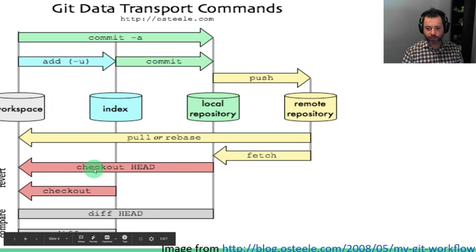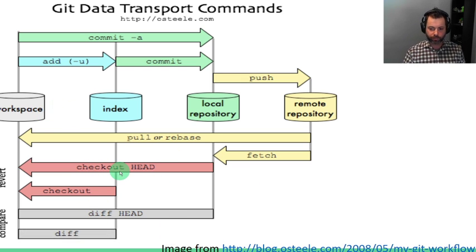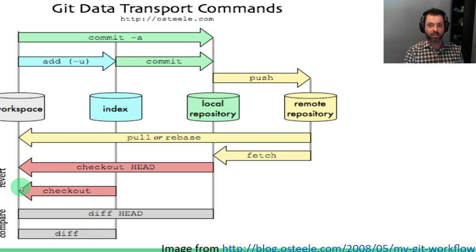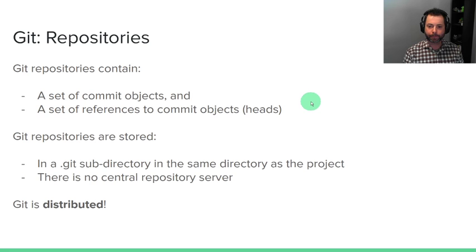And checkout, you can basically pull down particular versions of files. Diff is going to show you the differences between files, between the status of your repositories. We'll get into all of this stuff, don't worry.